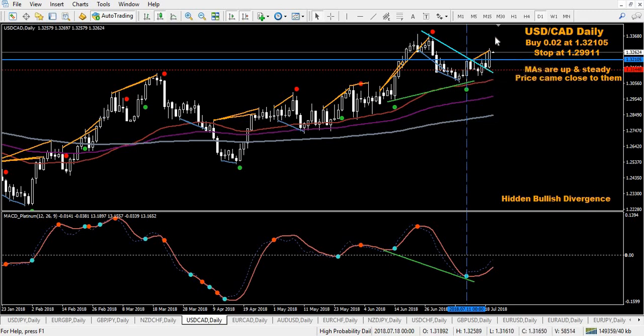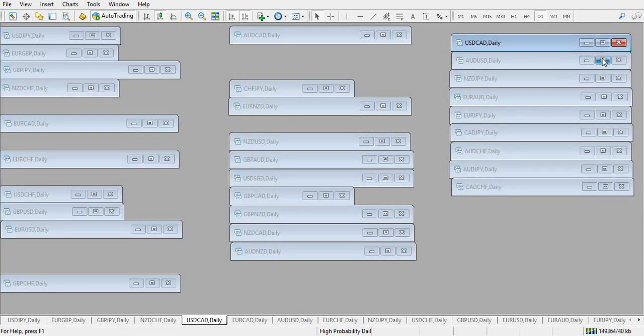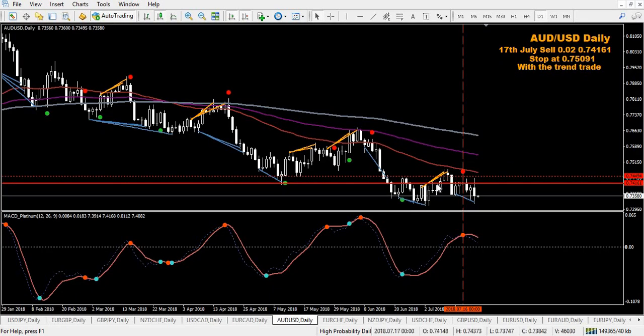It's heading that way. I'm not convinced that this pair is going to shoot up too much further anyway. So that's USD CAD, just reducing risk. It's probably about 50 pips there. Aussie USD, you'll probably find it's very similar. I'm in a sell here.